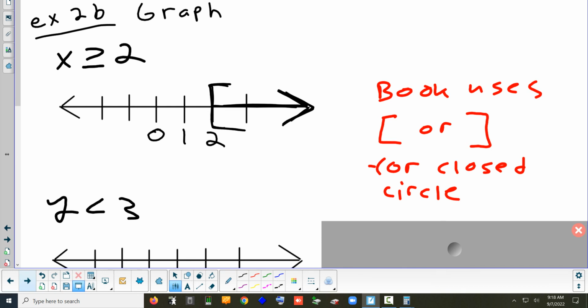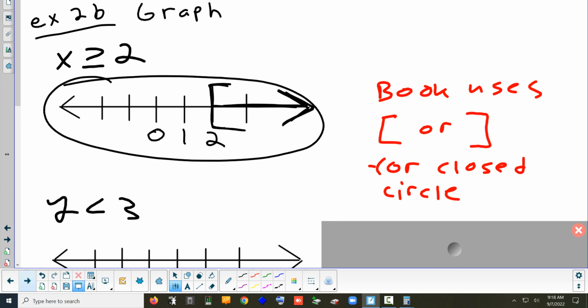I don't care whether you use a closed circle or you use a bracket. What I care about is, like, if I gave you a multiple choice question on a test and I gave you this as a picture, I might ask you, how would you write that as an inequality? And you'd have to know that it means x is greater than or equal to 2. So you can use a bracket in place of a closed circle.